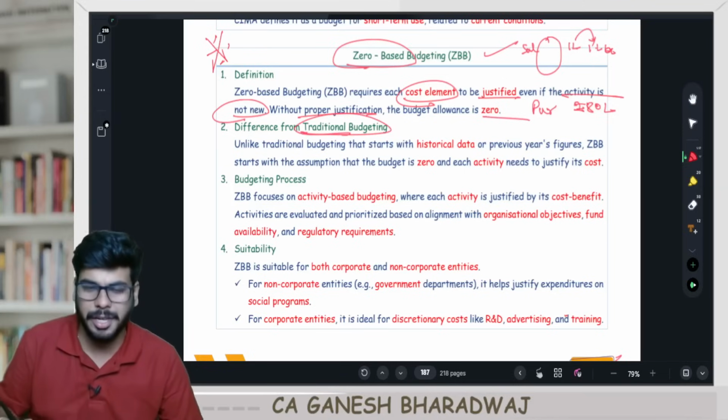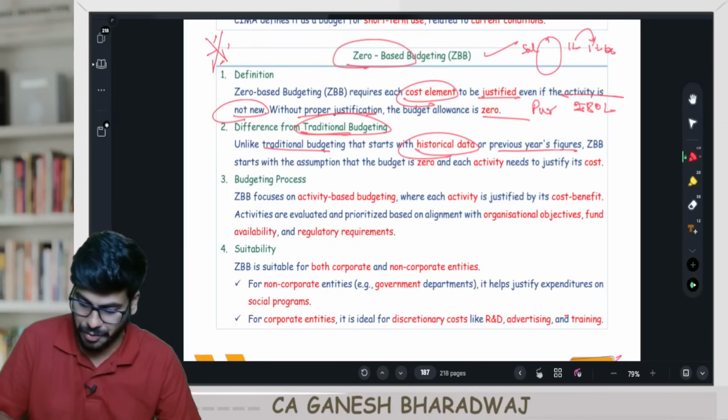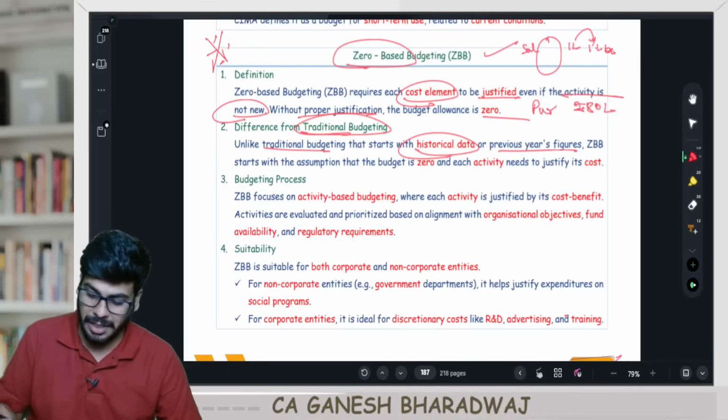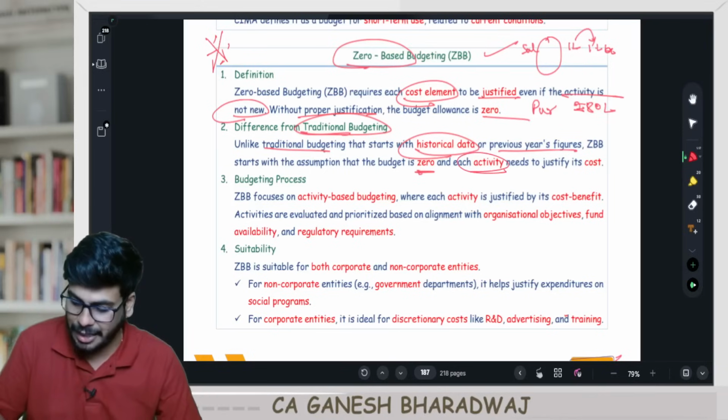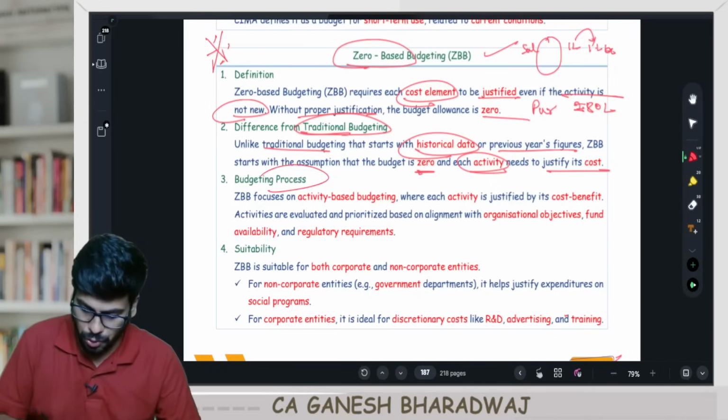How is this different from traditional budgeting? Unlike the traditional budgeting that starts with the historical data or previous year figures, zero-based budgeting starts with an assumption that the budget is zero and each activity needs to justify its cost. Are you clear with this, guys? Right? So how do you do this?